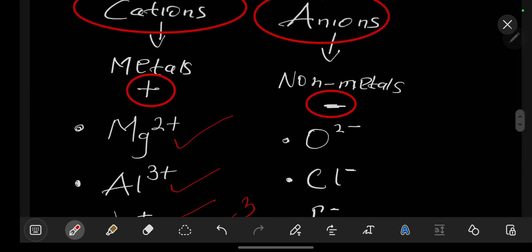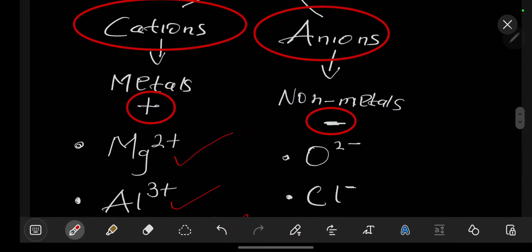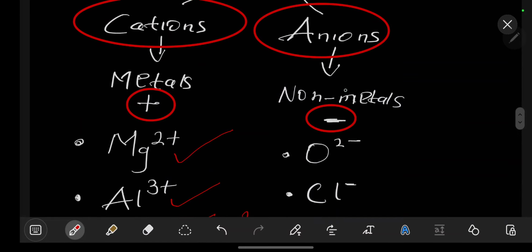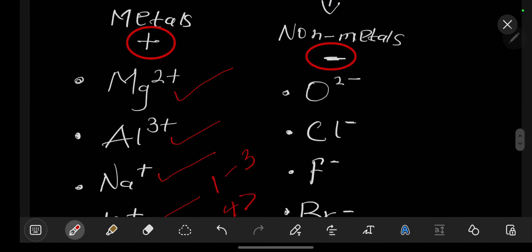Now, let's move into the examples of anions. Anions are also called non-metallic ions. So it means they are ions of non-metals, and they always carry negative charge. The first example here we have is O2 minus. O, you see here, stands for oxygen, and it carries a charge. It is therefore called a non-metallic ion, and we call them anions.